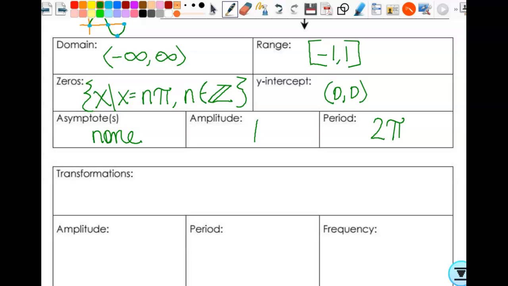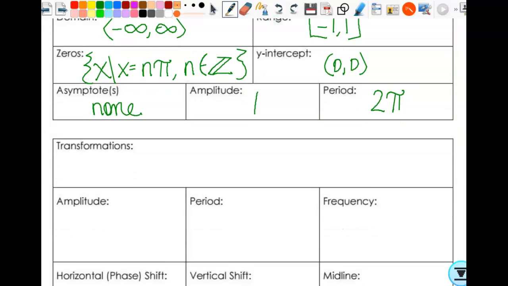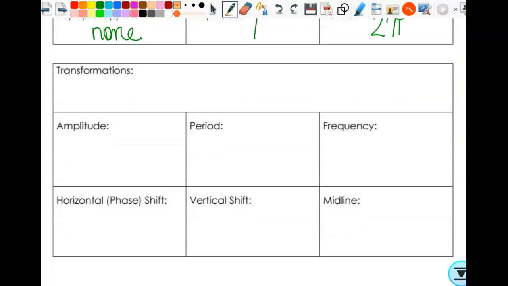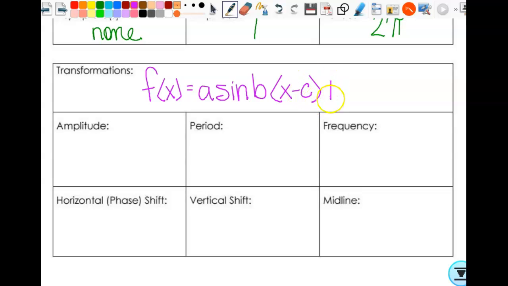We good with that? All right, so let's talk transformations. The A, B, C, and D do pretty much the same thing they've done in all the transformations. Some of them are called something a little bit different because it's trig, but they're really doing the exact same thing. So f of x is equal to a times the sine of b times x minus c plus d.